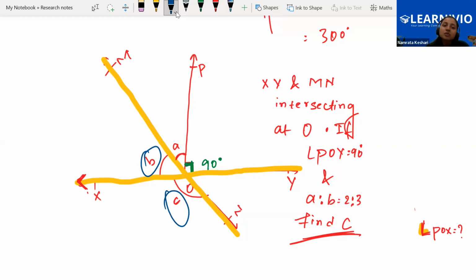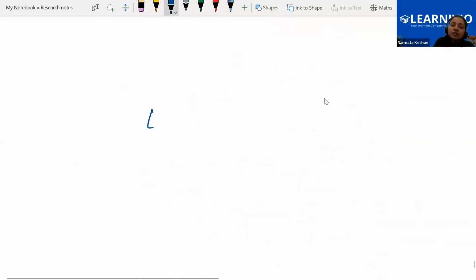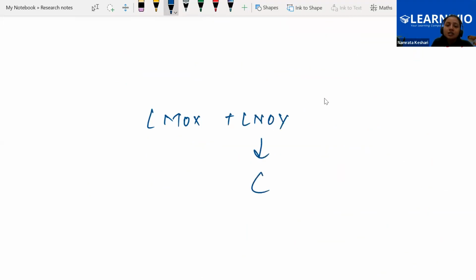Okay. So we can say angle MOX and angle NOY, which is C, and this is B, both together will be 180 degrees, linear pair. You can write it over here.